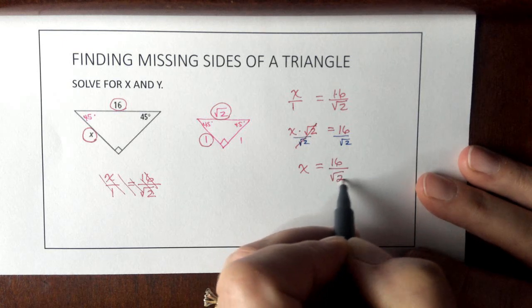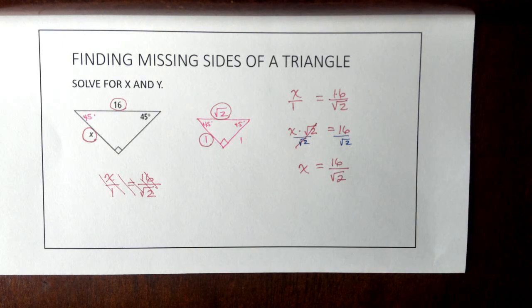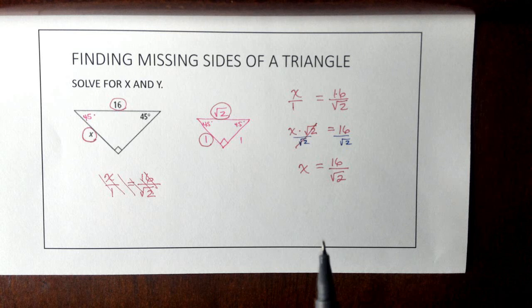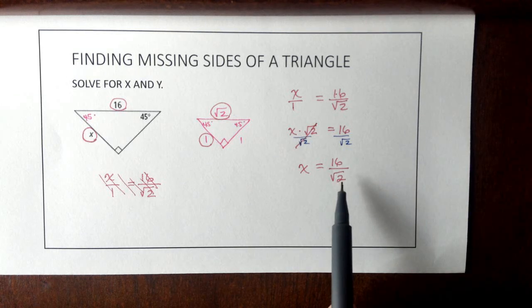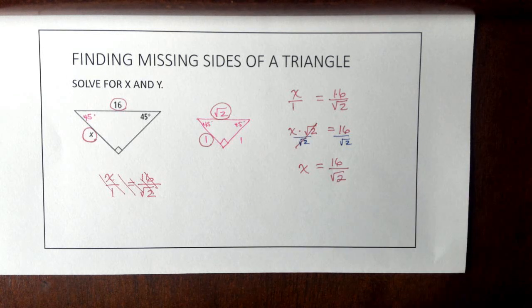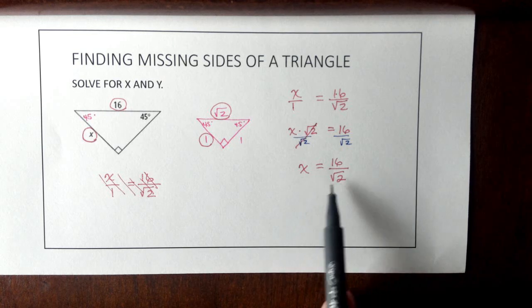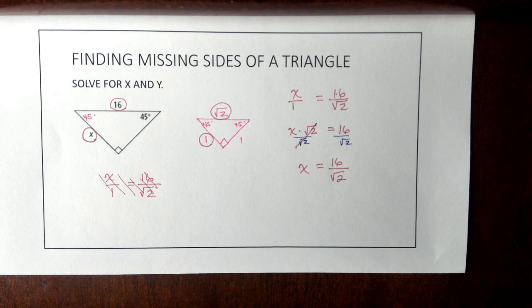Now, square root of 2 is not a 2. Square root of 2 is 1.414 blah, blah, blah, some long, nasty, non-repeating, non-terminating decimal. So we can't divide that in the form that it's in. So it looks like I'm finished because I have x on a side by itself.